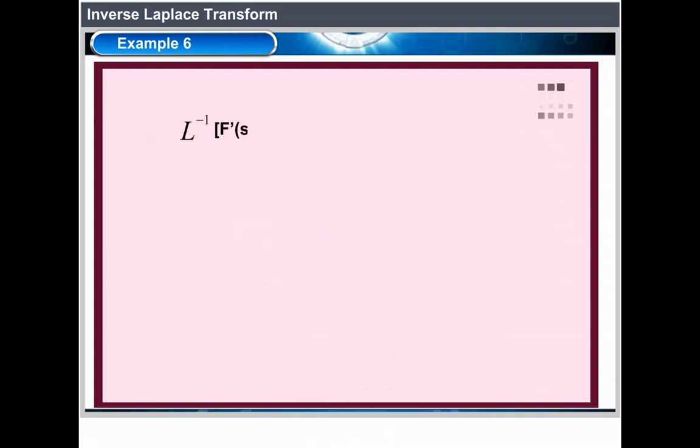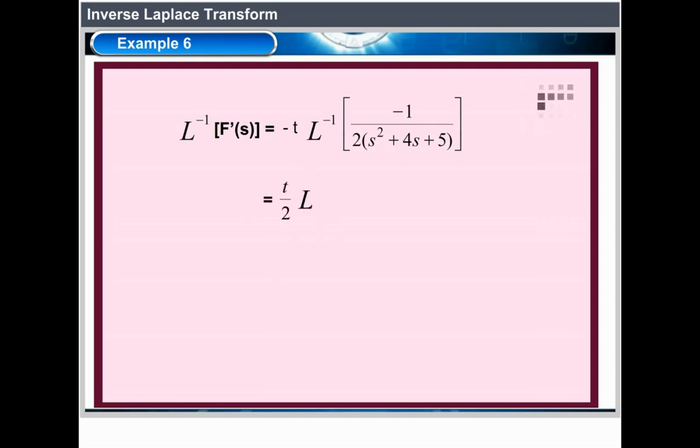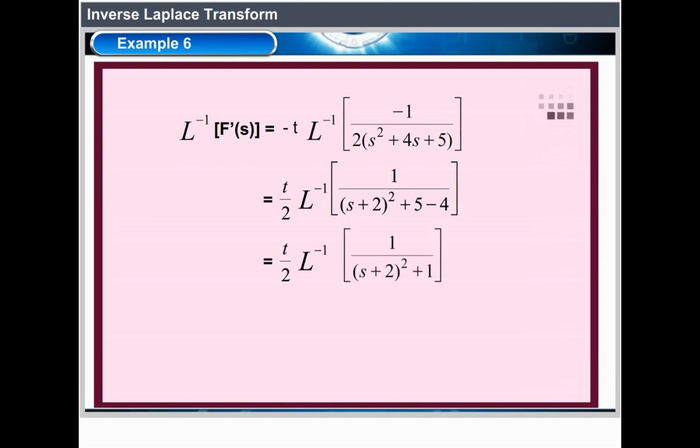L inverse of F'(s) equal to -t into L inverse of -1 by 2 into (s^2+4s+5), equal to t by 2 into L inverse of 1 by ((s+2) the whole square plus 5 minus 4), equal to t by 2 into L inverse of 1 by ((s+2) the whole square plus 1), equal to t by 2 into e^(-2t) into L inverse of 1 by (s^2+1), equal to t by 2 into e^(-2t) into sin t.